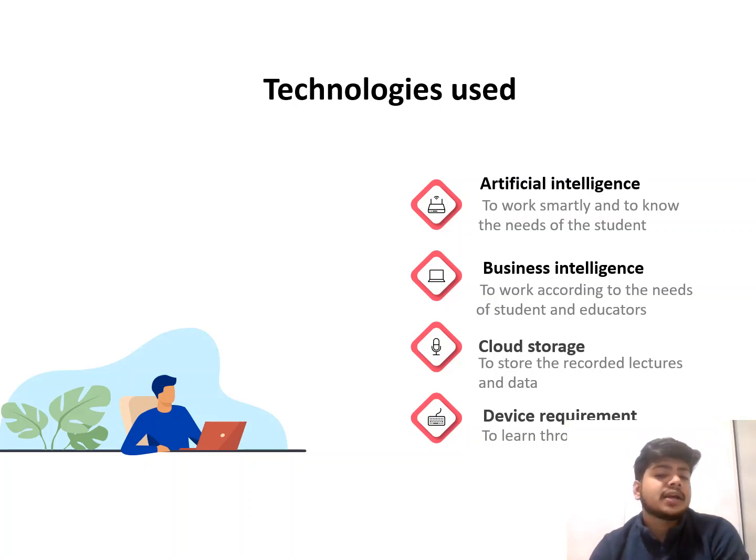The second technology which is being used is business intelligence. As we all know, with the increase in the demand for devices and technologies, the business purpose is also increasing. So the companies are making devices and intelligence systems which can react and work according to the needs of the people, how and what they want.